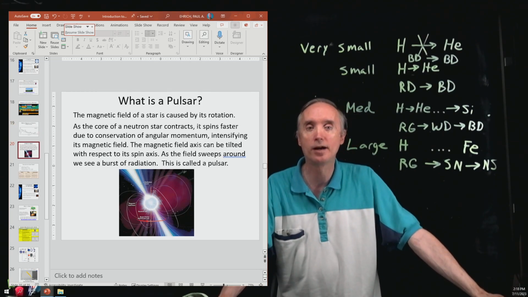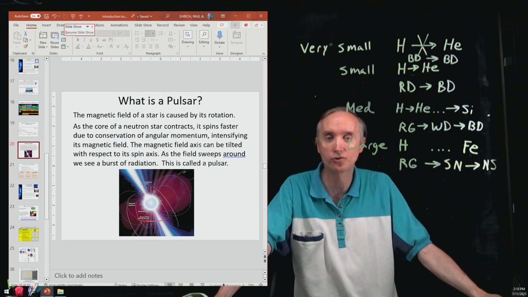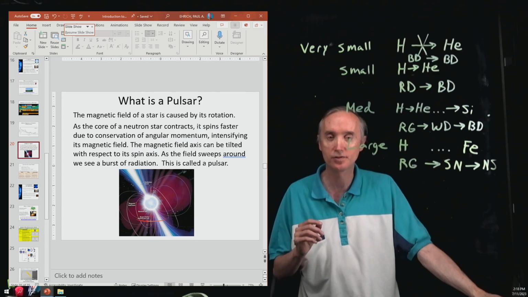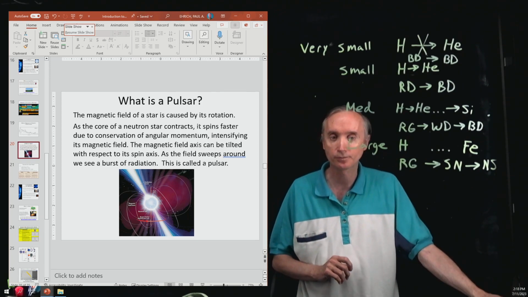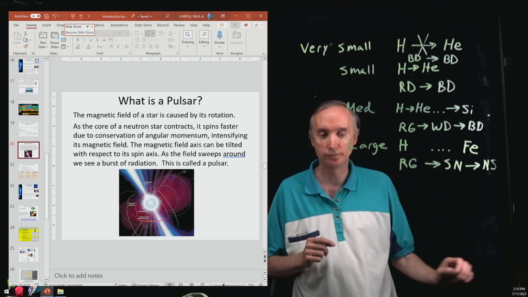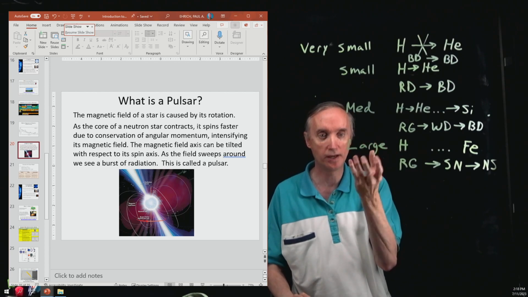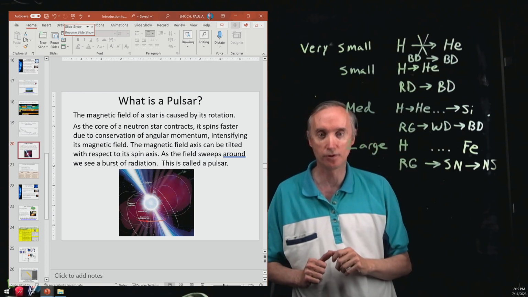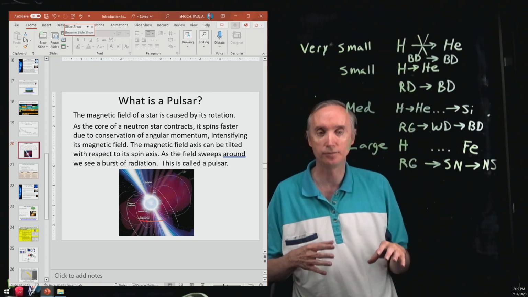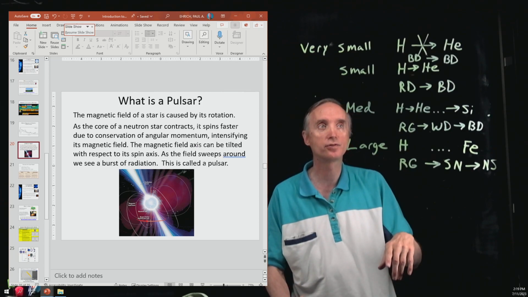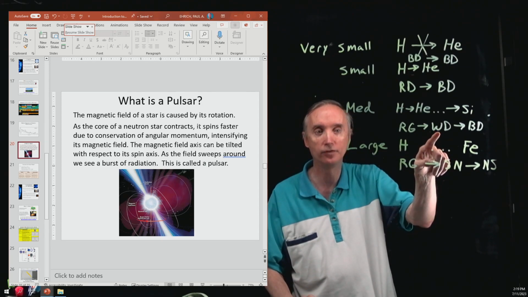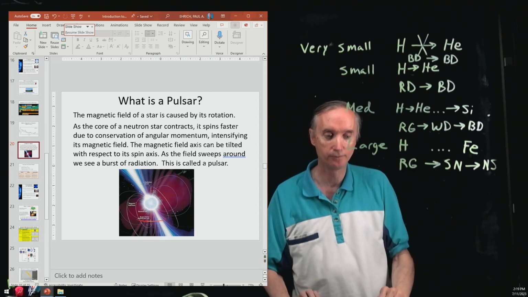Okay, now we want to talk about a special kind of neutron star called a pulsar. So a pulsar is going to be a rapidly spinning neutron star. The magnetic field of a star is caused by its rotation. The faster a star is rotating, the greater its magnetic field is going to be. Now, when the star dies and turns from a regular-sized star into a white dwarf, its radius gets smaller.